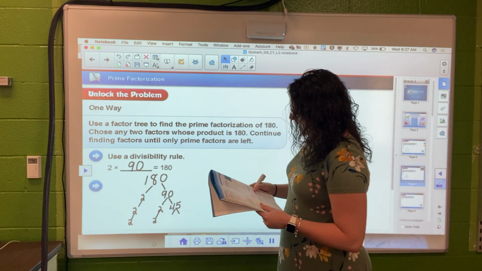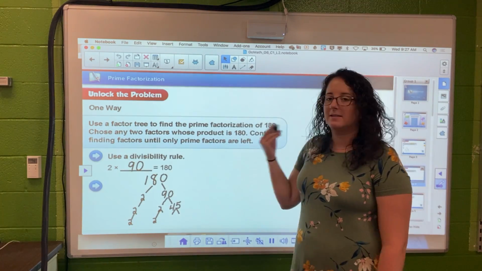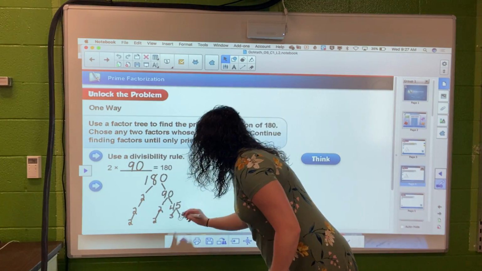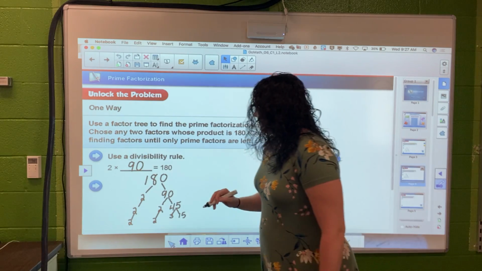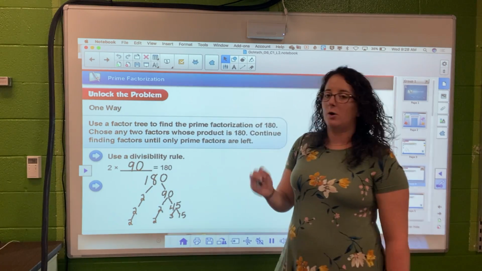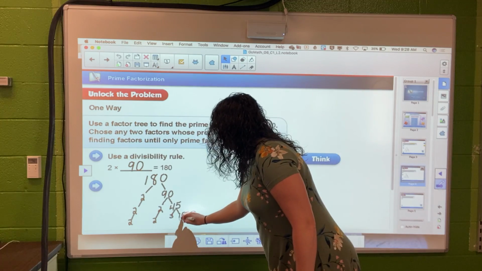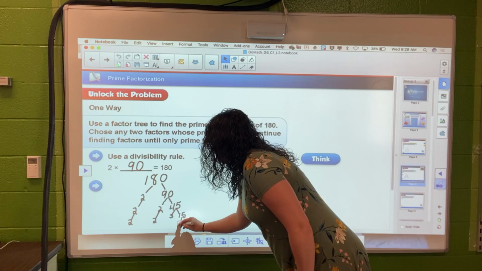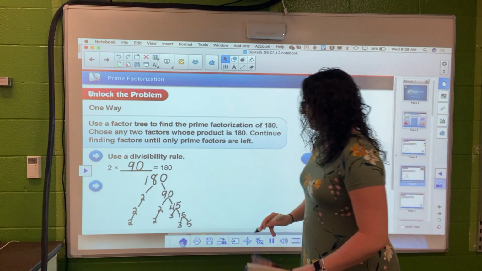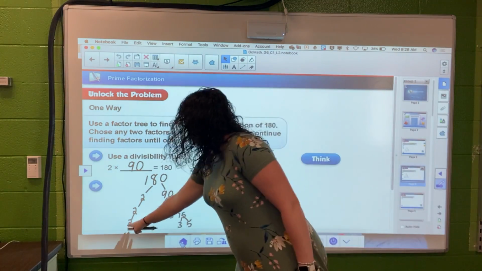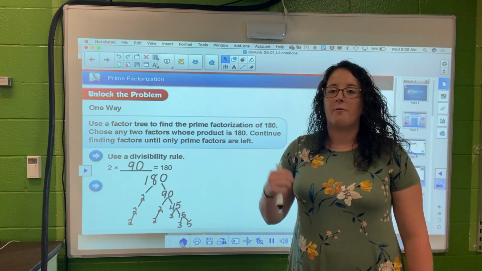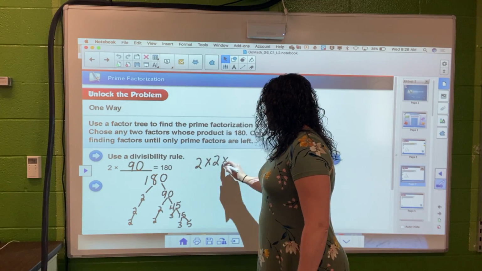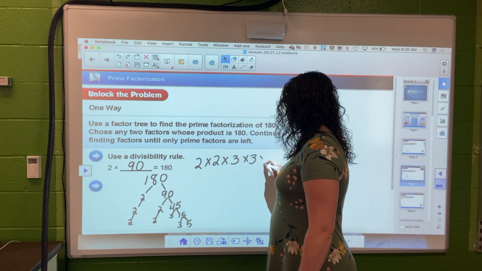So now we can think, what numbers can we multiply to get 45? And that's going to be 3 and 15. So we have 2, 2, and 3. Those are prime numbers, but 15 is not. Once again, we have to break off from 15. For 15, we have 3 and 5. So now we are left with only prime factors for 180. Once again, that gives us 2 times 2 times 3 times 3 times 5.